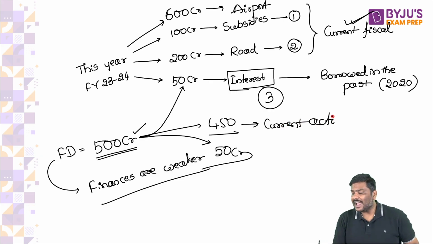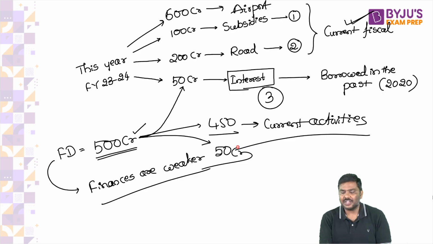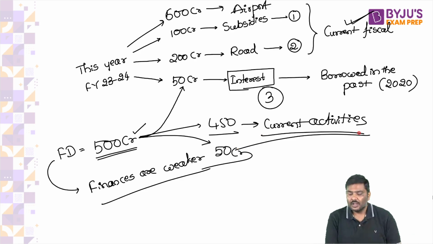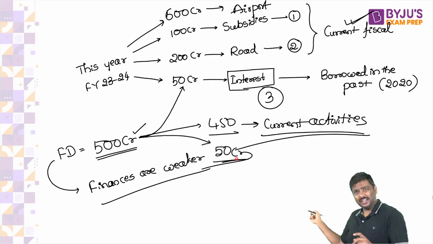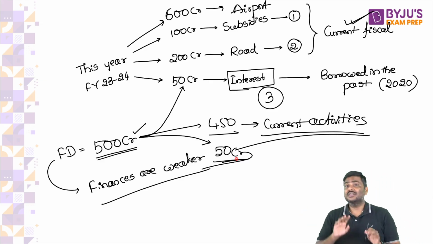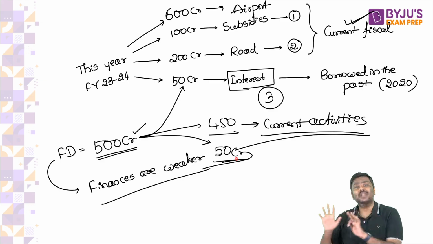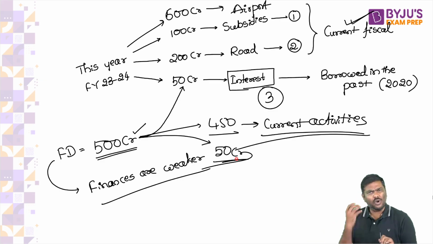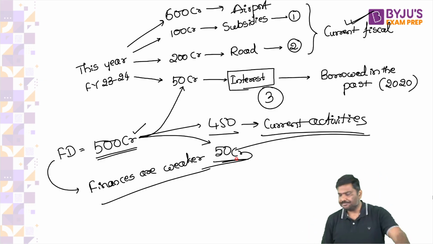For current activities, that is to take care of current year expenditure, you're borrowing 450. For the previous year's liability, you have borrowed 50 crore rupees. Now this is the third point. Now what is the importance of all of this information?